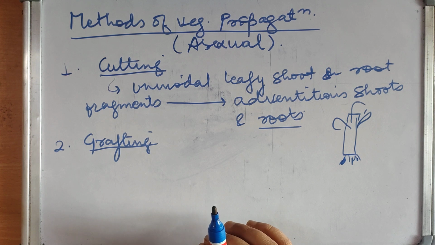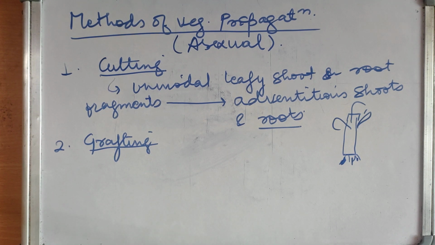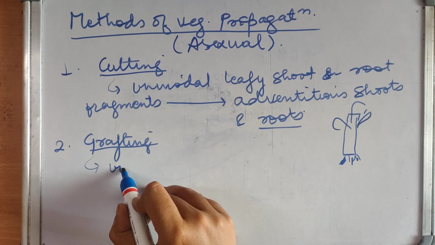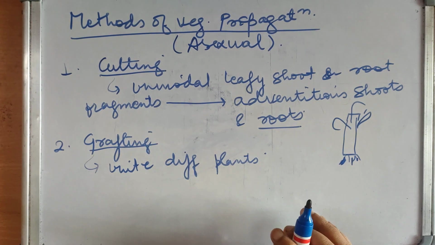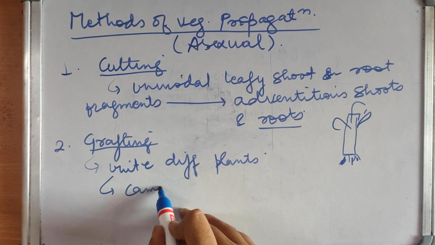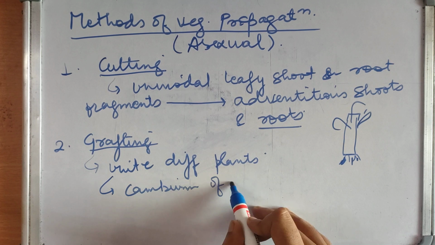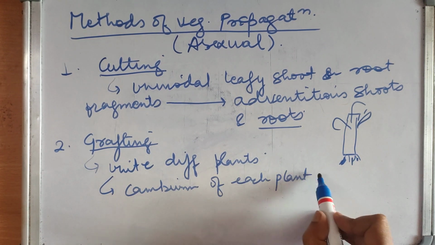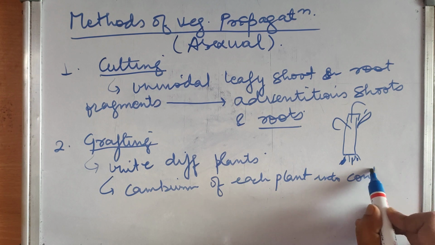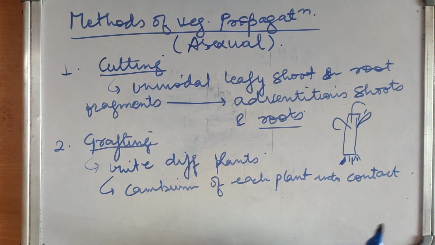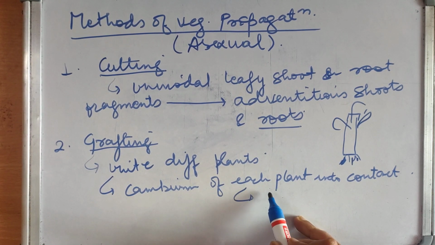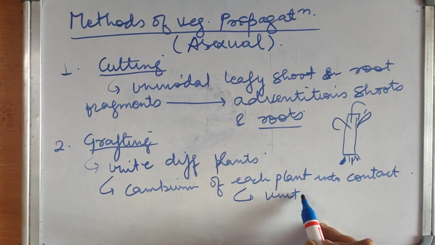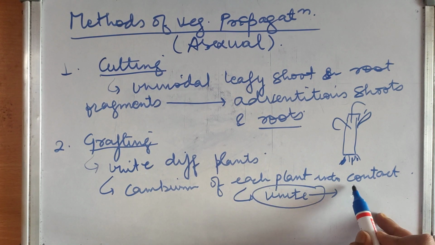Grafting is a technique used to unite different plants by bringing the cambium of each into contact. Here we unite different plants by bringing the cambium of each plant into contact, and then creating a situation under which the surfaces can unite and grow together.